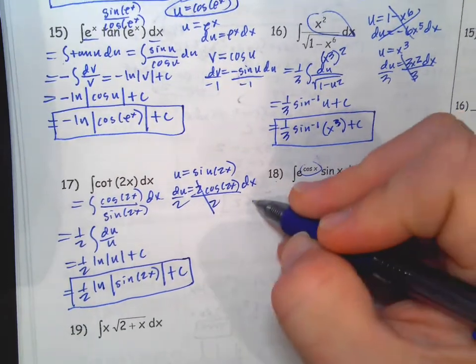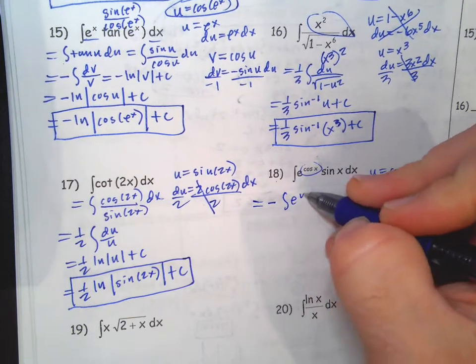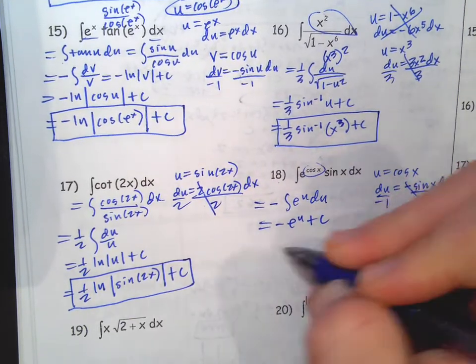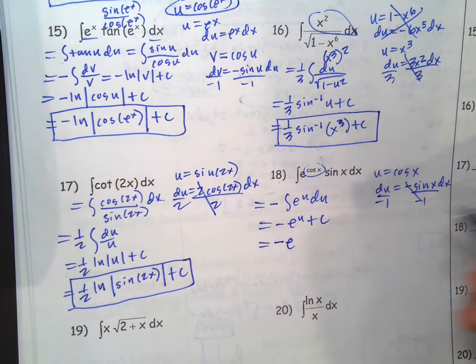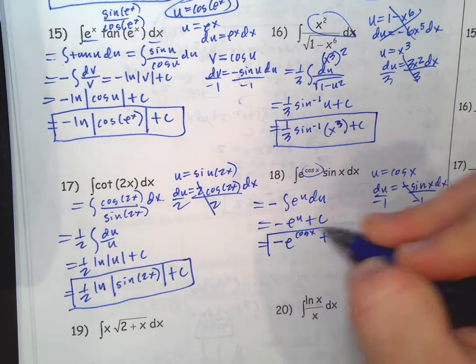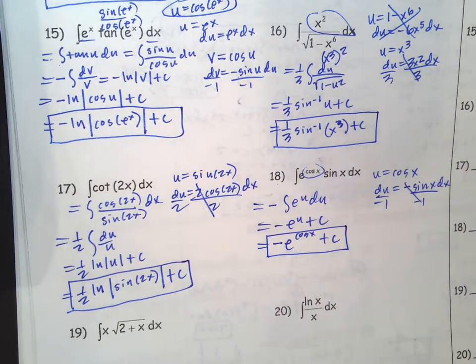Okay, good. It's going to be negative e to the u du. So it's going to be negative e to the u plus c. It's going to be negative e to the cosine x plus c. Make sure you rewrite it back in terms of the original variables.